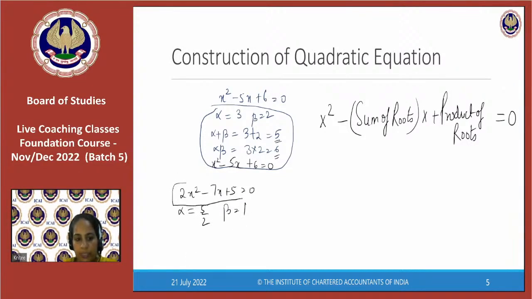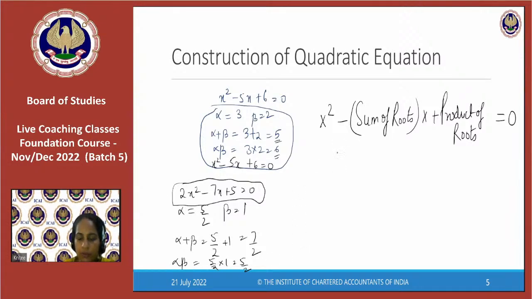Supposedly this equation is hidden from me. I need to find out this equation. So what will I do? I will find the sum of roots. Sum of roots is 5 by 2 plus 1, which is 7 by 2. I will find the product of roots, which is 5 by 2 into 1, which is again 5 by 2.